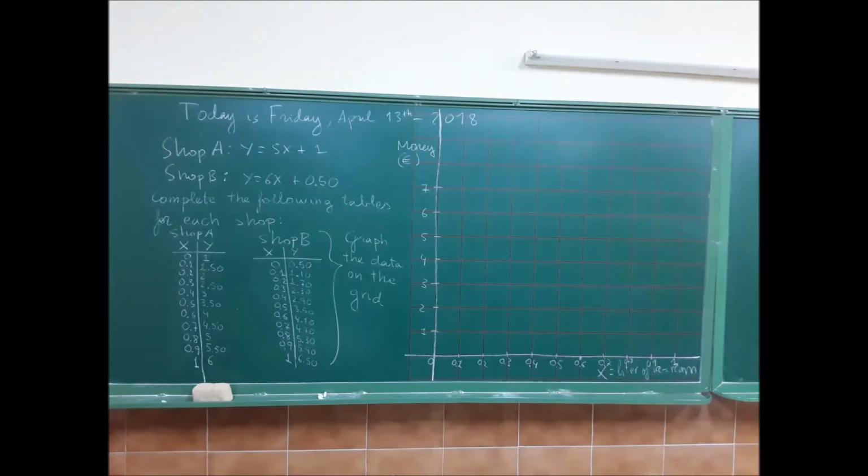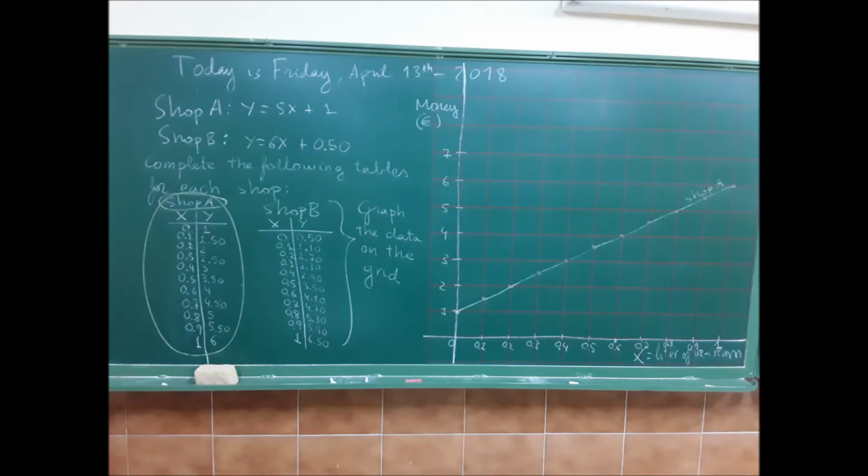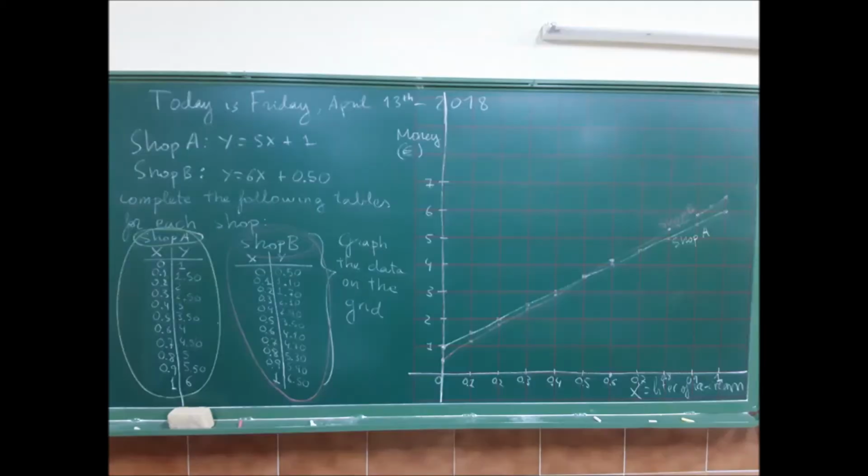Now we graph both functions on a grid. And again, this is what we get for shop A. This is the line for shop A. And this is the line for shop B. As we can see, both lines meet.